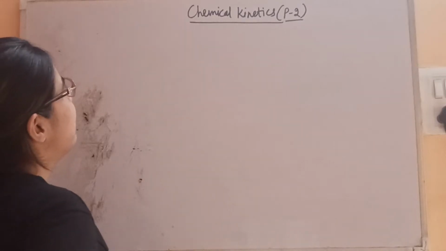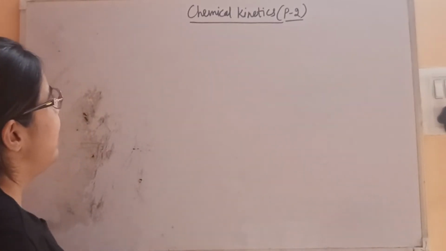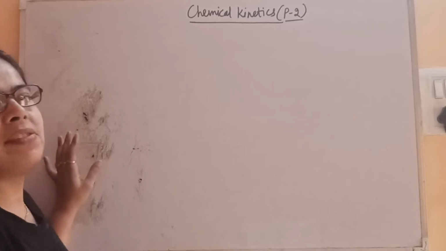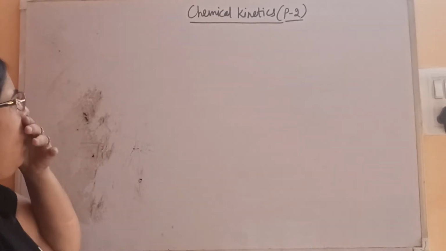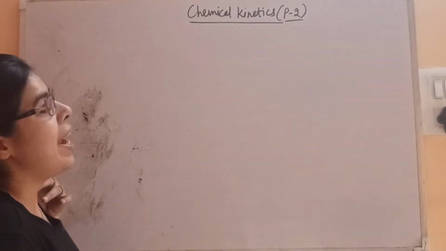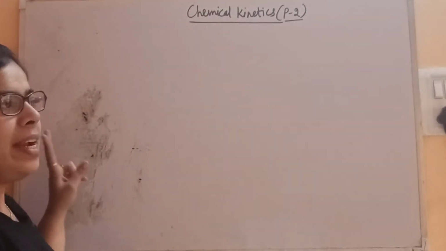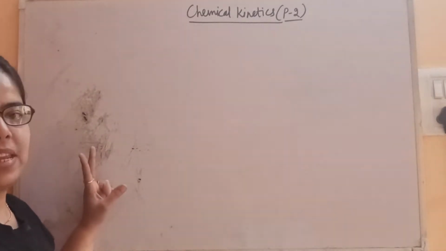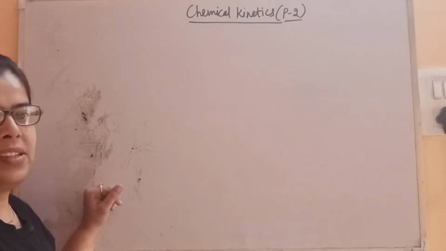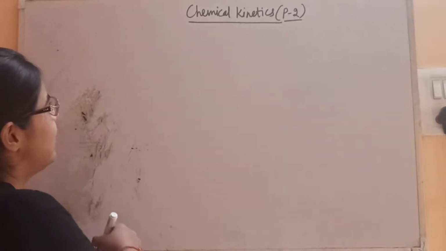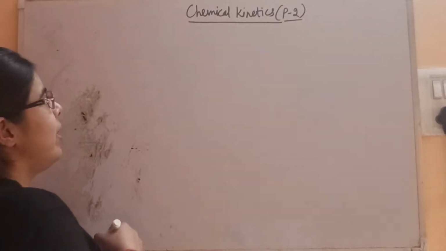Students, welcome back. So we have started with chemical kinetics, and in the first lecture we have seen how to write the rate of reaction for a particular reaction. Both the rates we have seen, one is average as well as instantaneous also. And let's see now the factors affecting the rate of the reaction.